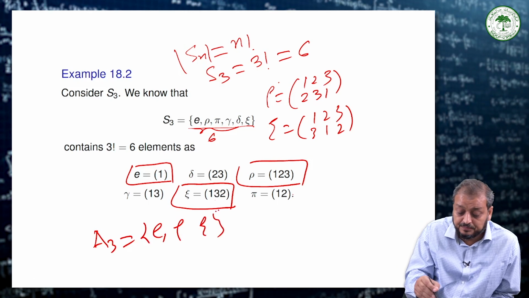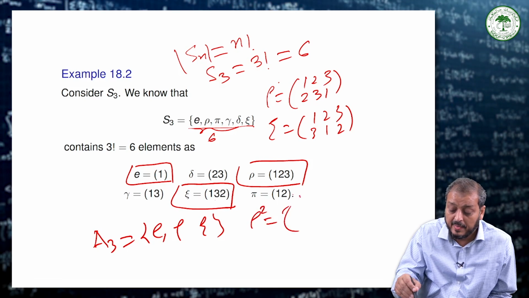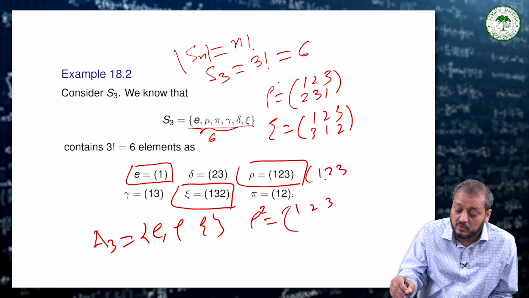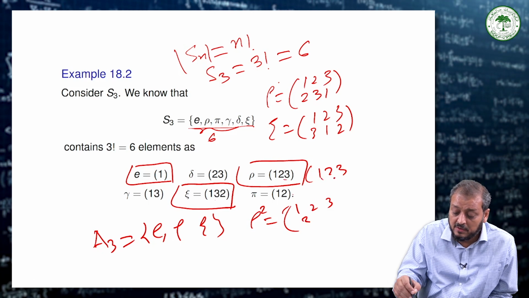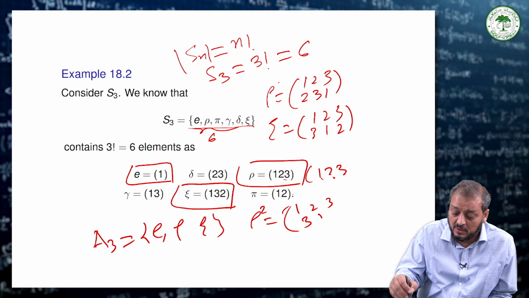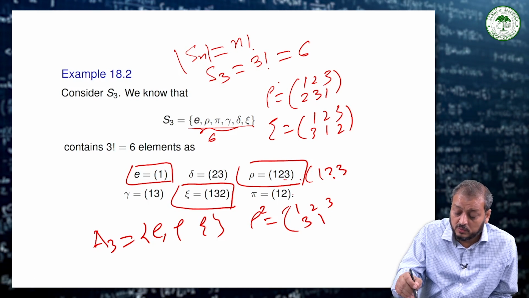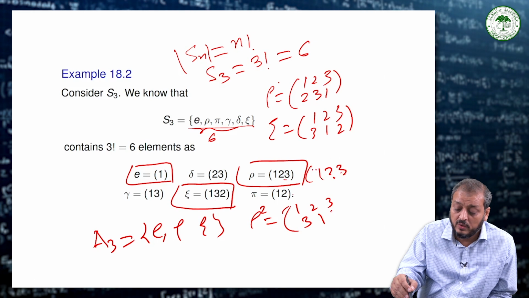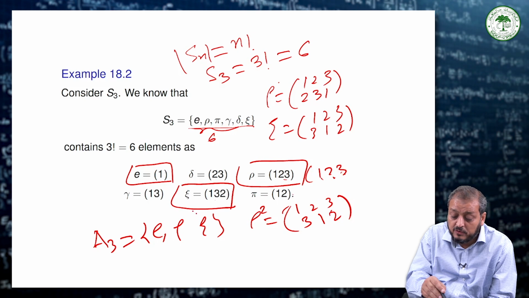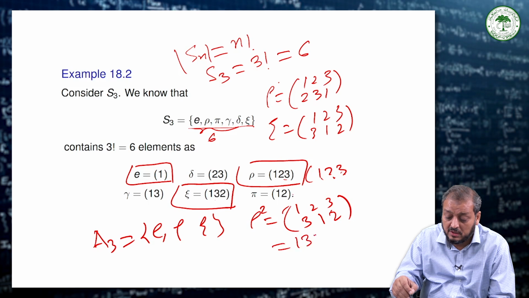Now you just take the square of rho. So if we calculate rho square, rho is 1 2 3 over 2 3 1: 1 goes to 2 and then 2 goes to 3, then 2 goes to 3 and 3 goes to 1, then 3 goes to 1, 1 goes to 2. So now if you see this one, rho square is simply equal to 1 2 3 over 3 1 2.